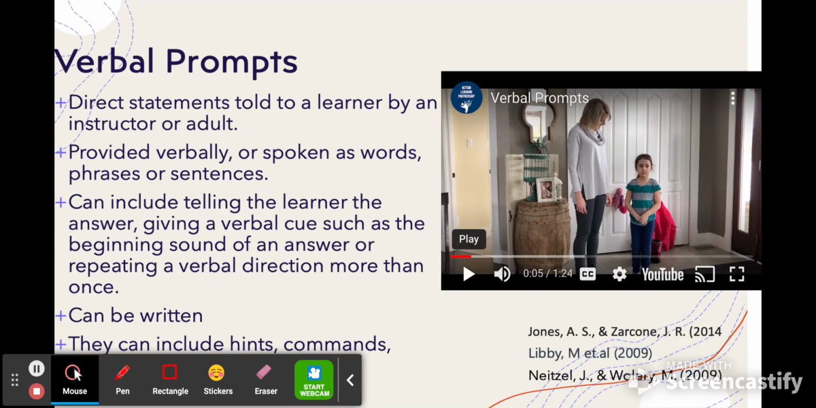Verbal prompts can also be provided in a written manner. They include hints, commands, questions, or even rule statements. Verbal prompts are often used as a final device for prompting, since verbal prompts are more challenging for the teacher to fade from, especially for younger learners. Let's take a look at an example of a verbal prompt.